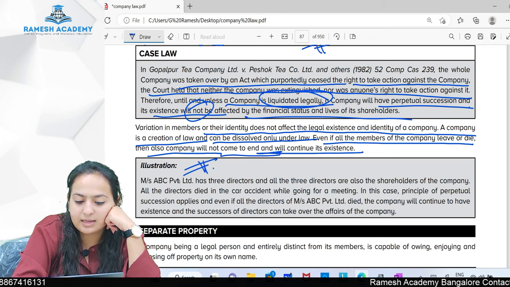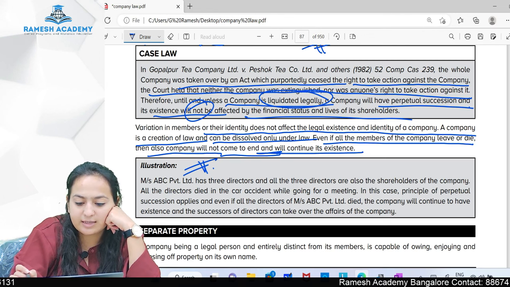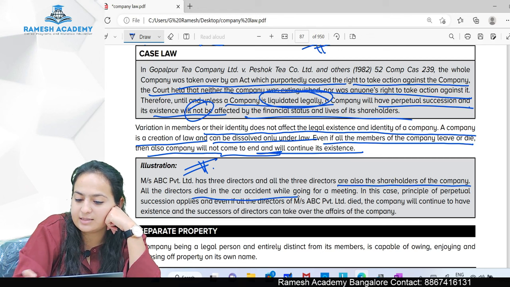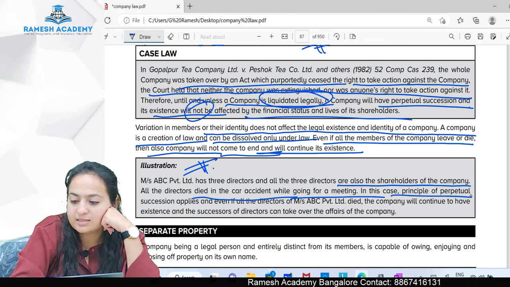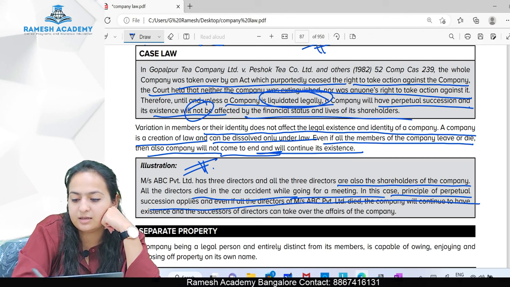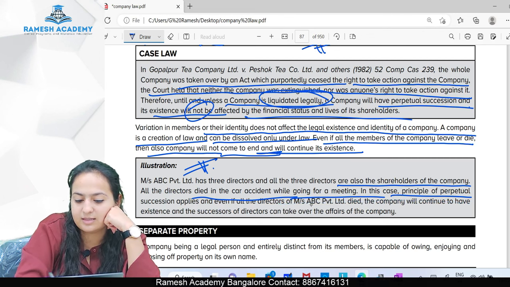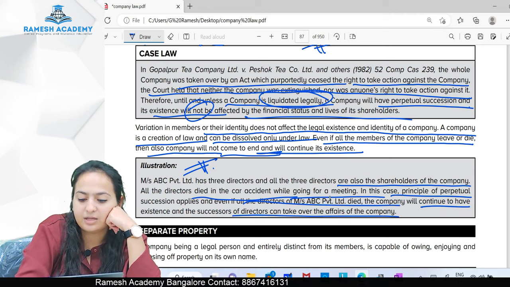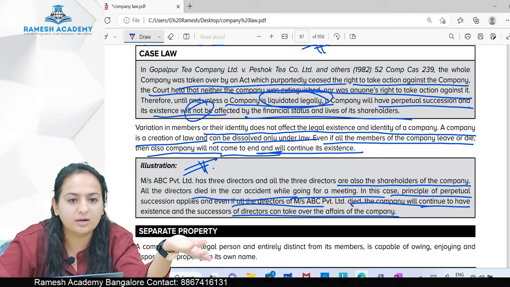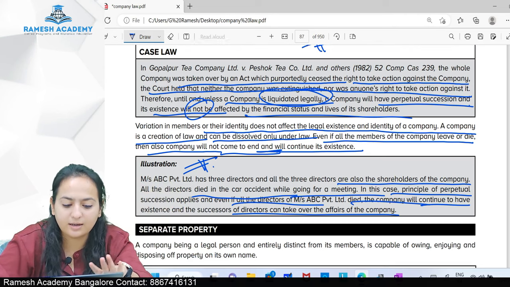Illustration: ABC Private Limited has three directors. All three directors were also the shareholders of the company. All the directors die in a car accident while going for a meeting. In this case, the principle of perpetual succession applies, and even if all the directors die, the company will continue to exist and the successors of the company can take over its affairs. Successors means other persons who are appointed as directors, and they can take care of the company.